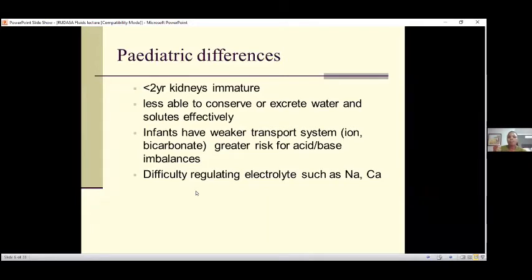Furthermore, at an age of less than 2 years, they've got immature kidneys to handle the fluids and the electrolytes. And then their ability to conserve and excrete water and solutes is not as effective as an adult. And then the infants have a weaker transport system for the ions and the bicarbonate. And then they are at a greater risk for acid-base imbalances. And then there's also difficulty in regulating electrolytes like sodium and calcium.